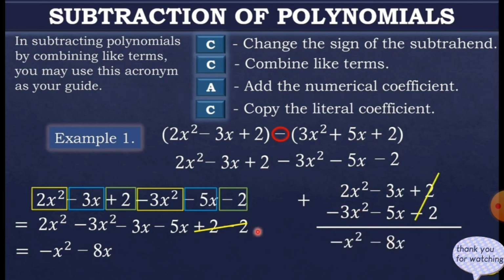So, when you check the answer, they have the same result. So either in a horizontal way or vertical way, we get the same result. So it's up to you which one is easier to do.